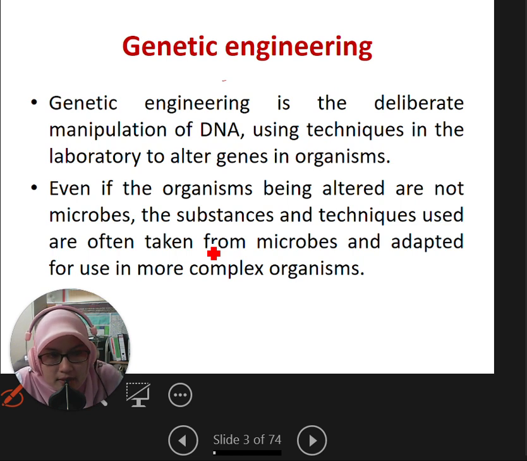By definition, genetic engineering is the deliberate, meaning intentional, manipulation of DNA using techniques in the laboratory to alter genes, to change genes in an organism. Even if the organisms being altered are not microbes, the substances and the techniques used are often taken from microbes and adapted for use in more complex organisms.